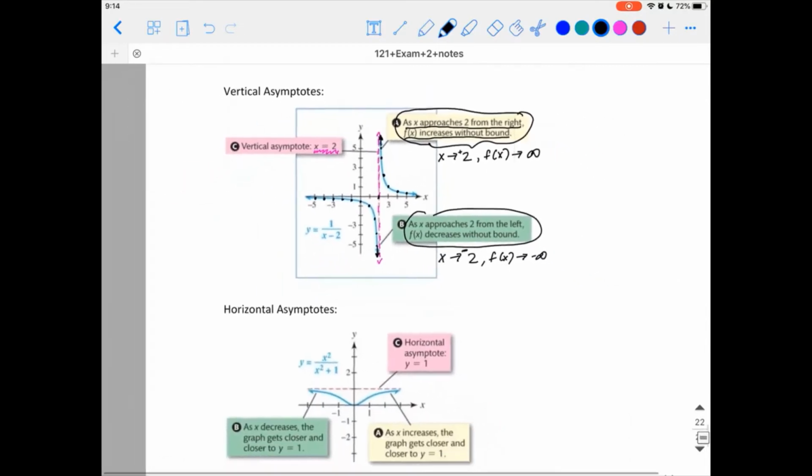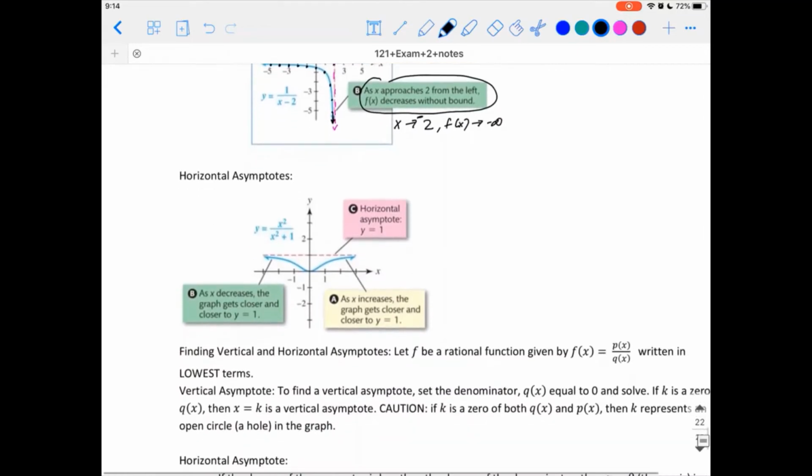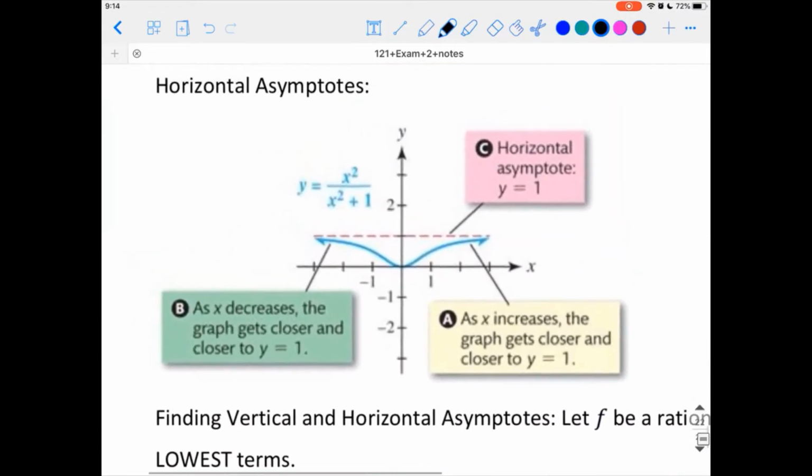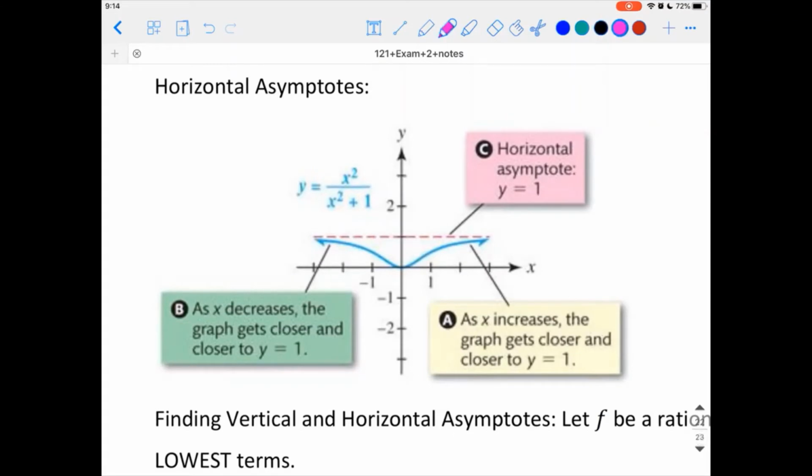Okay. Horizontal asymptotes. So this dashed line that is not part of the graph is technically where your y value is headed as your x's go forever to the right and forever to the left.